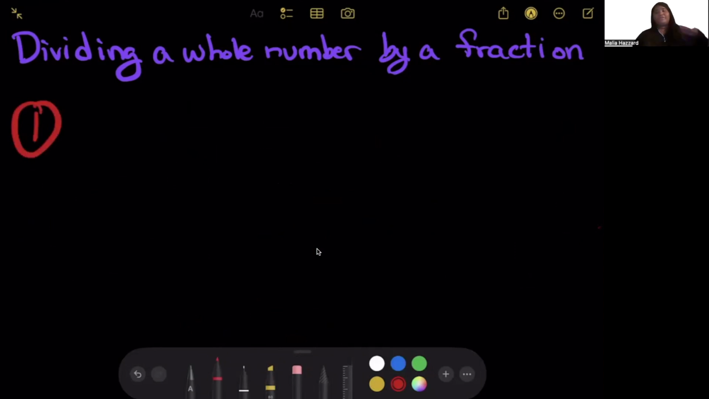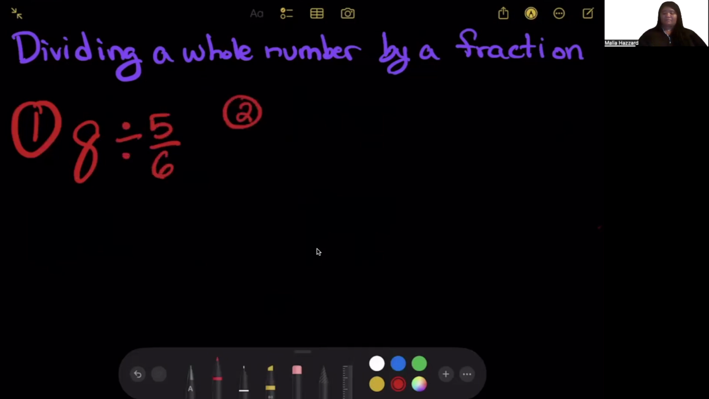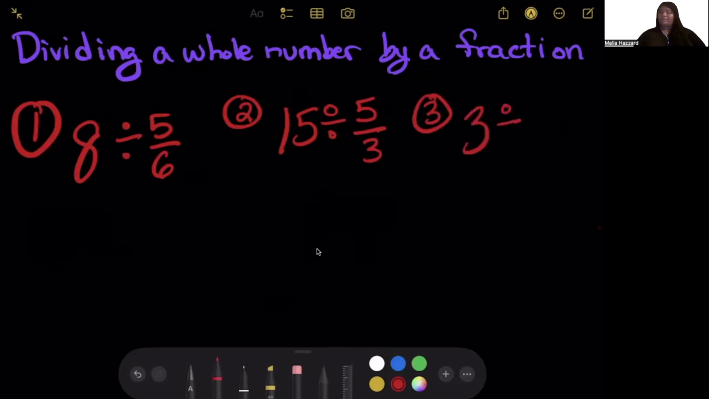Remember, you can use either method that you would like to use. First one, I'm going to do 8 divided by 5/6. Second one, I'm going to do 15 divided by 5/3. And for my last one, I'm going to do 3 divided by 3/4.